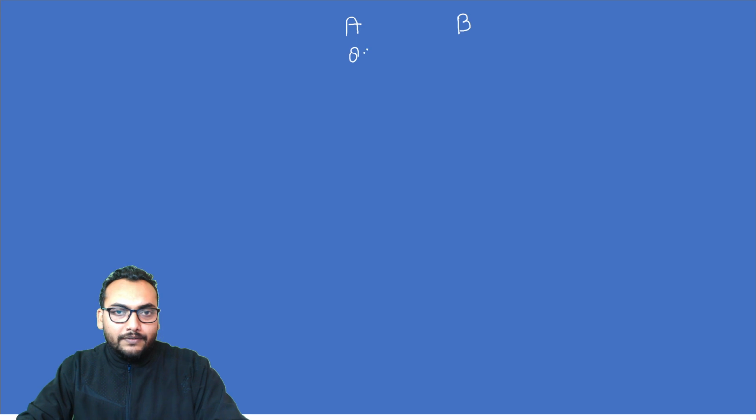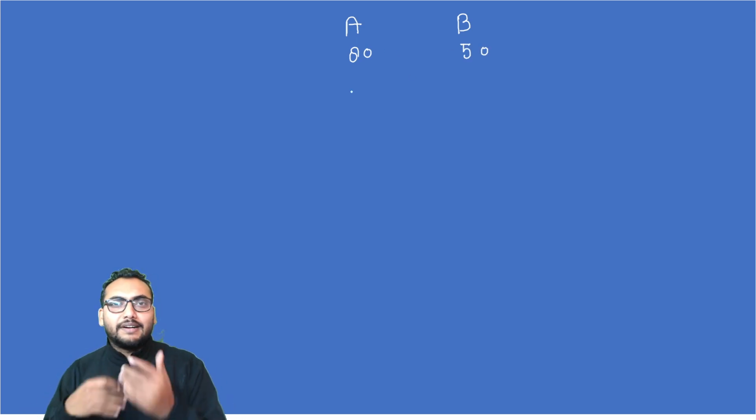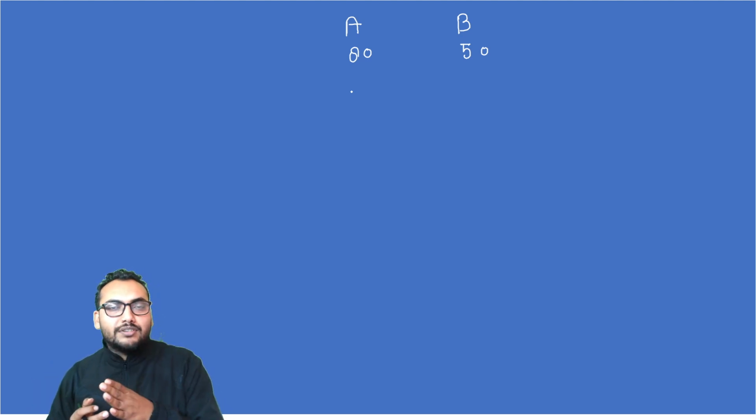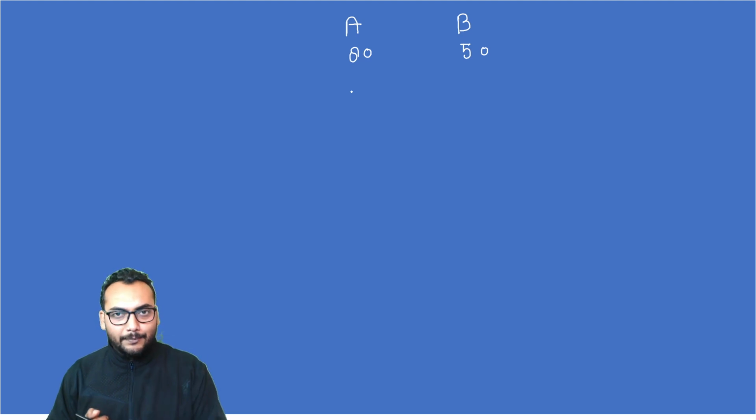So if we are comparing two quantities, let us suppose I'm talking about two quantities now, A and B. If A is 80 and B is 50, there are certain questions that will come to our mind. The first question that comes to my mind is: A is how much more than B? Or by how much B is less than A, right?